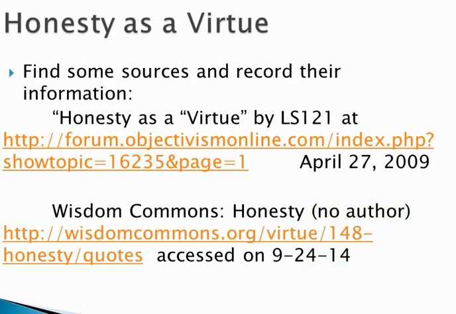Our last thread, we talked about creating a story with the theme of honesty, and I showed you how to go in and research through search engines how to find things on honesty. I went in and found two sources for the particular paper that I'm going to model today. One is an article entitled Honesty is a Virtue. It's actually a blog, by a person whose blog name is LS121 at the following URL. It was published on April the 27th, 2009.